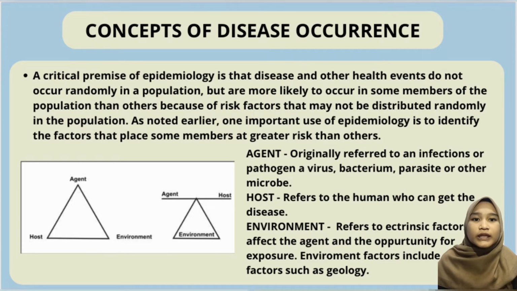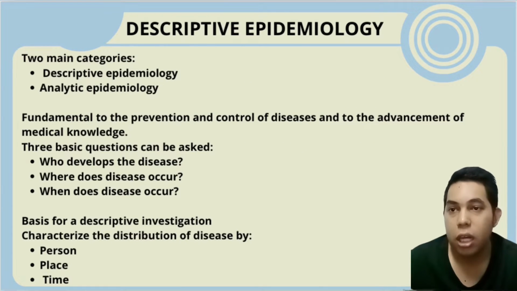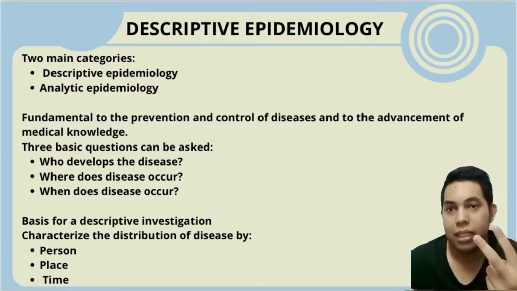As noted earlier, one important use of epidemiology is to identify the factors that place some members at greater risk than others. Agent originally referred to an infection or pathogen: a virus, bacterium, parasite, or other microbe. Host refers to the human who can get the disease. Environment refers to extrinsic factors that affect the agent and the opportunity for exposure. Environmental factors include physical factors such as injury.